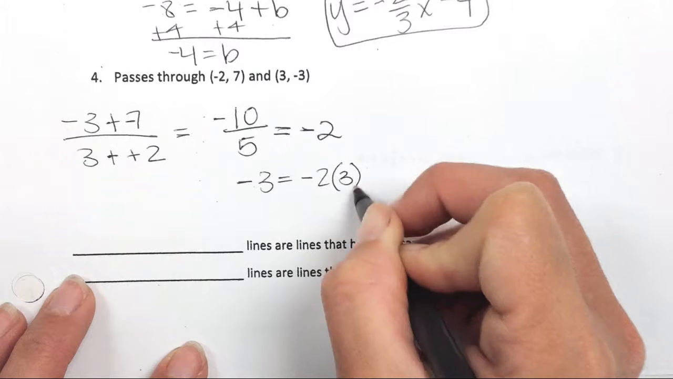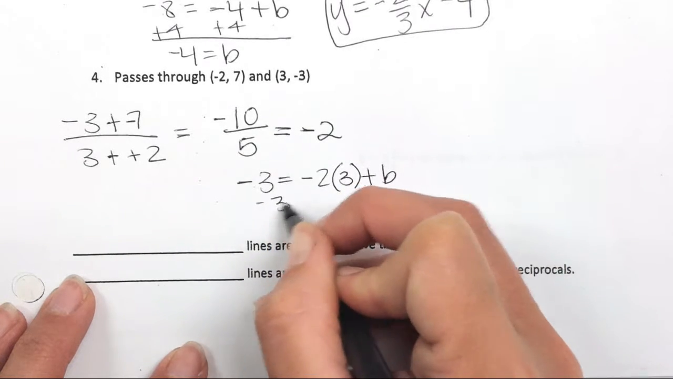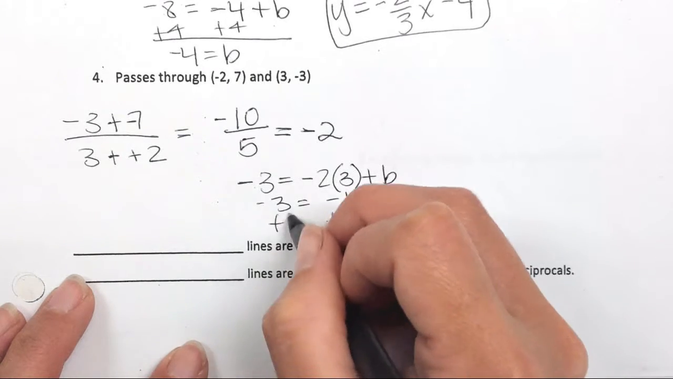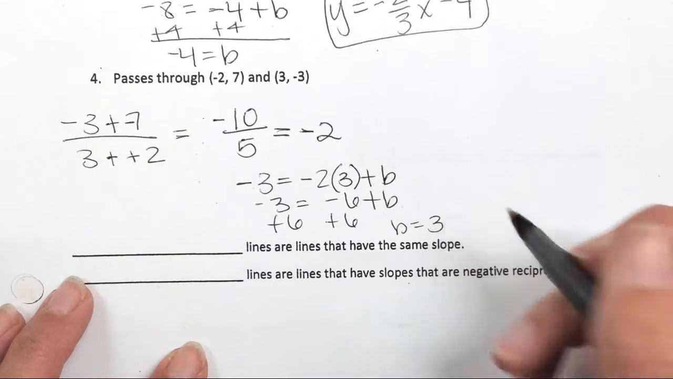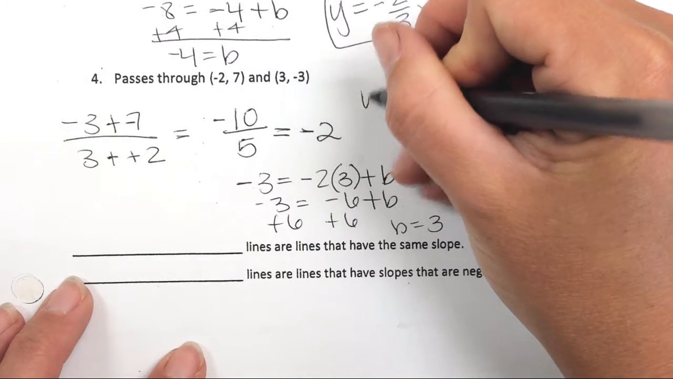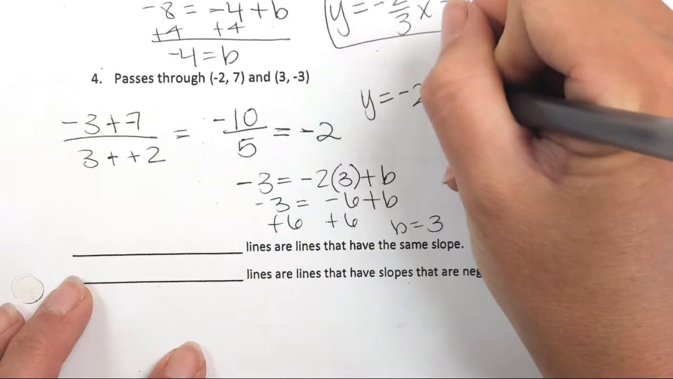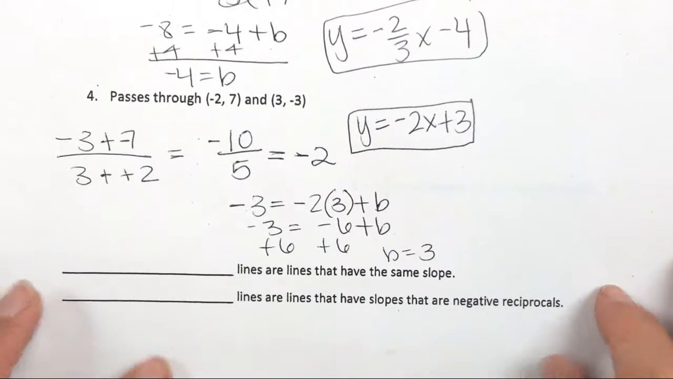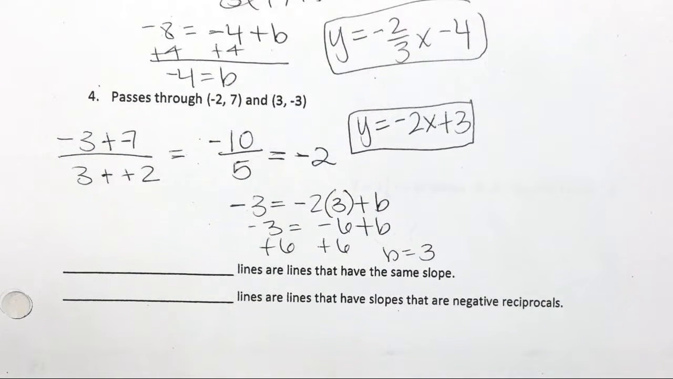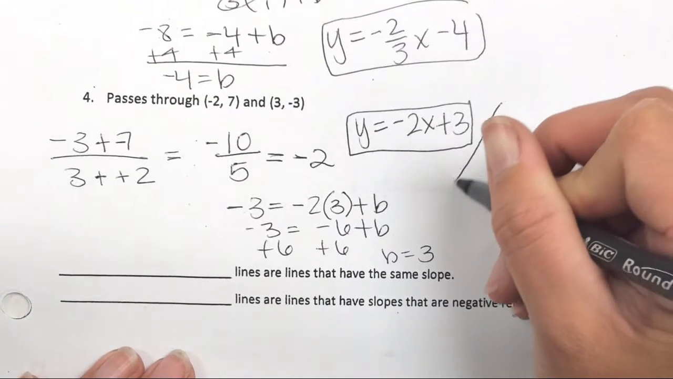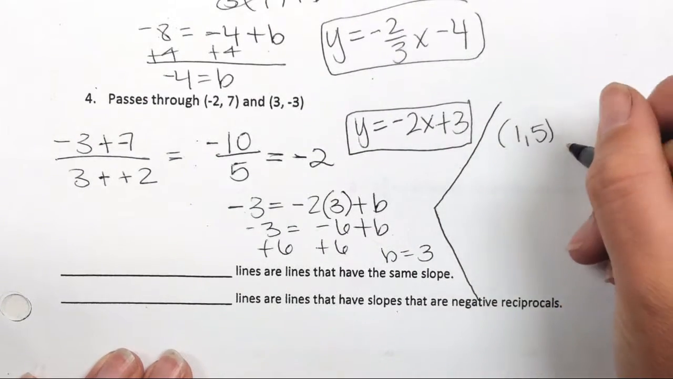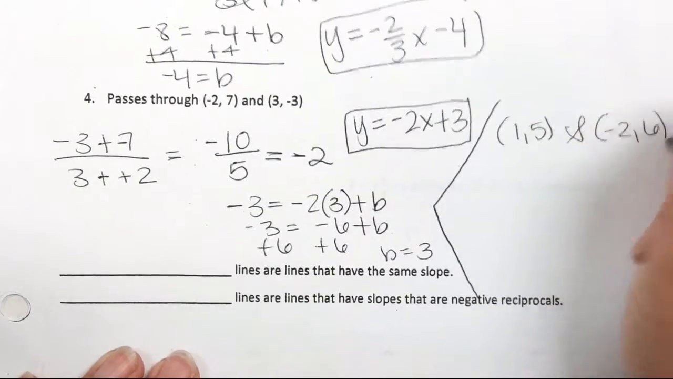Times. Alright, so we have -3 equals, and then we have to add 6, so b is 3. So my final equation will be perfect. Questions about that one? Alright, then try this one on your own right next to it, and then I'll call on somebody. So passing through 1, 5, and -2, 6.